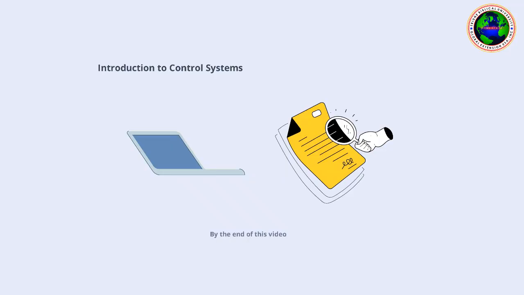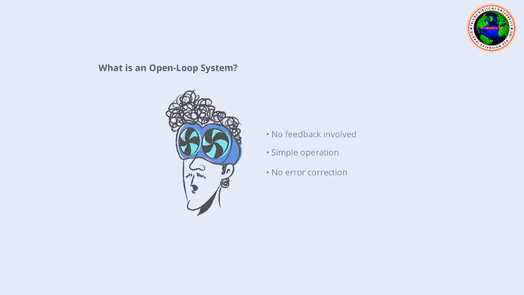By the end of this video, you'll be able to distinguish between open-loop and closed-loop systems, understand the concept of feedback, and recognize the strengths and weaknesses of each approach. Let's get started by exploring what makes a control system tick, and why understanding these concepts is so important in engineering and everyday life. Let's begin with open-loop systems.